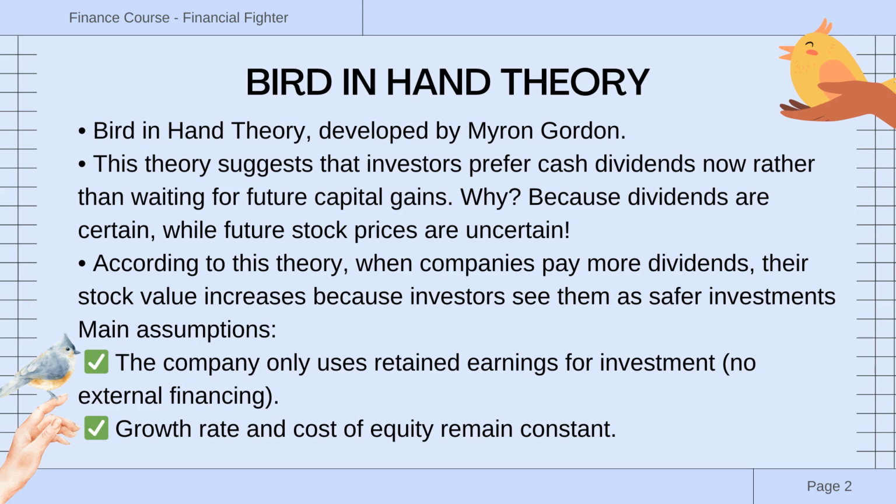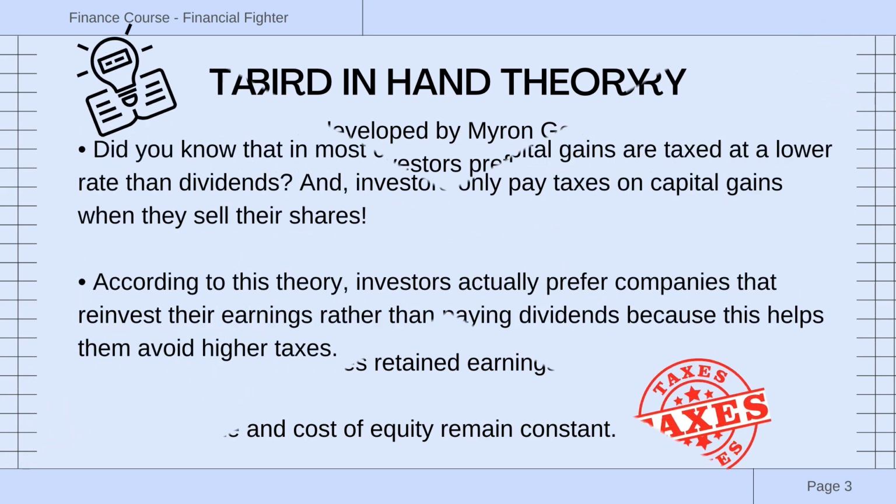Main assumptions: the company only uses retained earnings for investment, no external financing. Growth rate and cost of equity remain constant. This theory directly contradicts the irrelevance theory, but it makes sense, right? Many investors want stability and prefer getting cash now, rather than hoping for stock price appreciation.